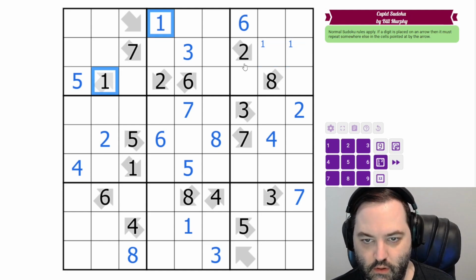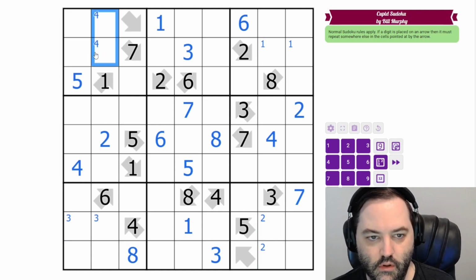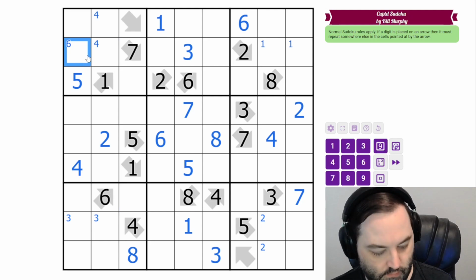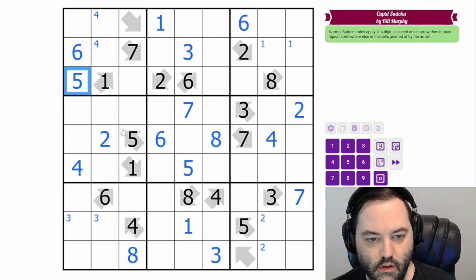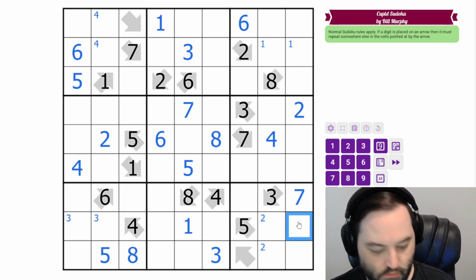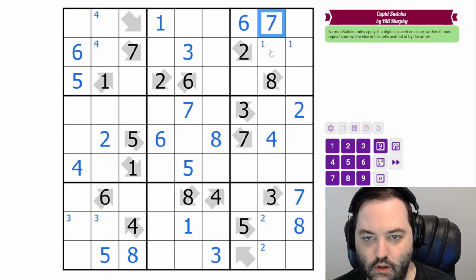So we have 1s here, 2s and 3s and 4s. 6. 6 is looking into this box, can't go in any of these cells. And there's a 7 here, so this is 6. 5, looking down here, there's a 5 here, and 8, can't go here, so it must go here, 7, can't go here, so it must go here.